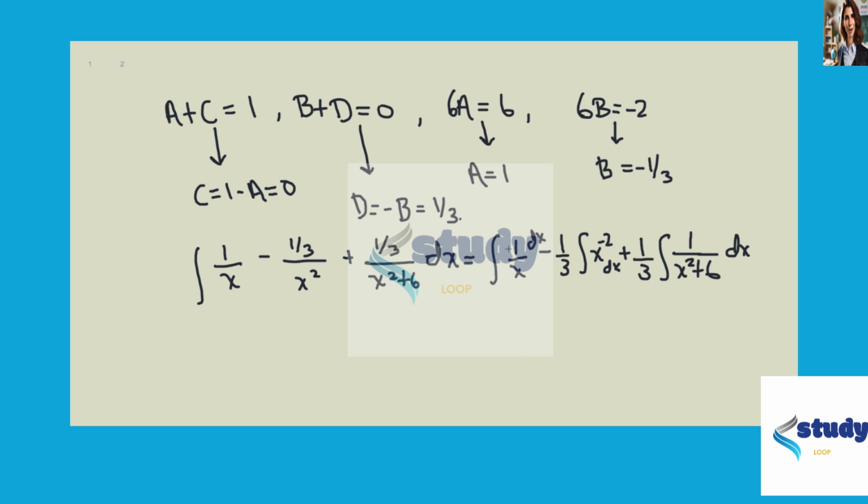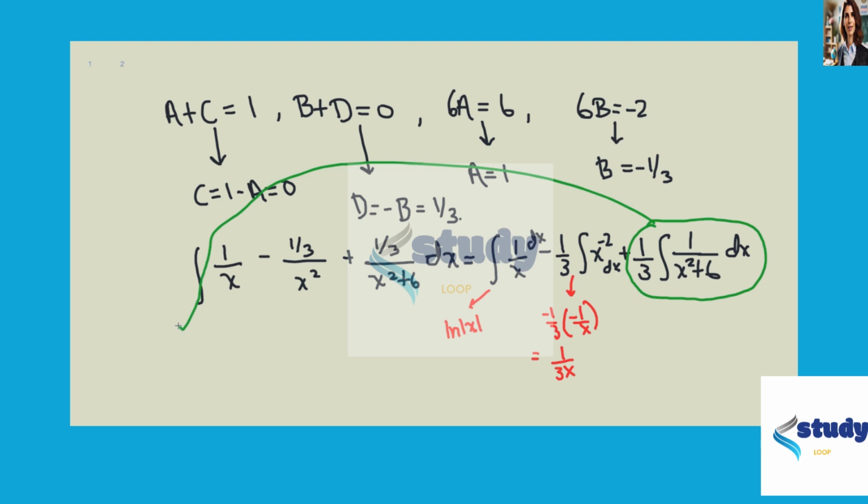Now, for this term, we know that's just natural log absolute value x. Here, this will be negative 1/3 times negative 1 over x after using the power rule. So that's just 1 over 3x. And then for this last integral, you might remember this from my table. If not, we'll do a trig sub. Let's come over here for that.